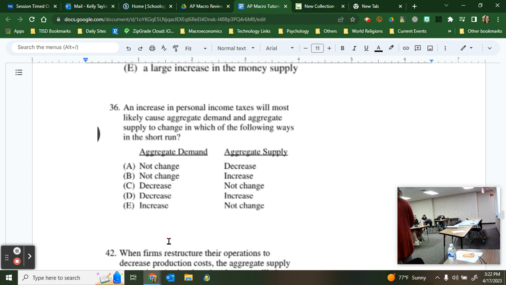It would be an input price. If corporations have to pay more in taxes, that leaves less money for other resources. And so aggregate supply is just left.